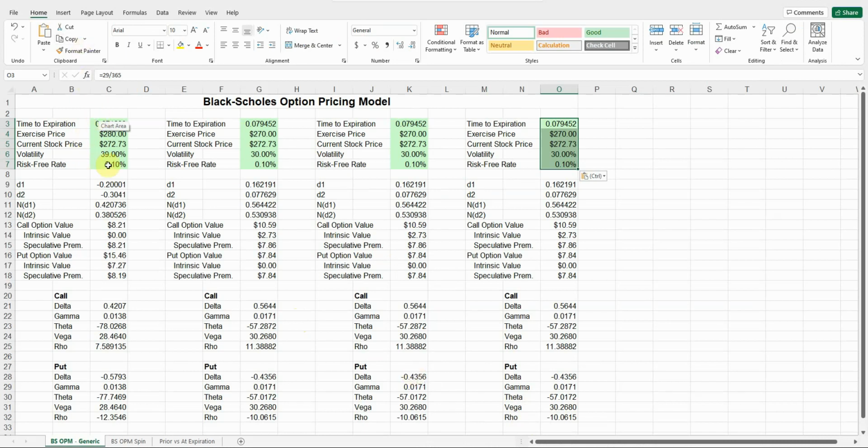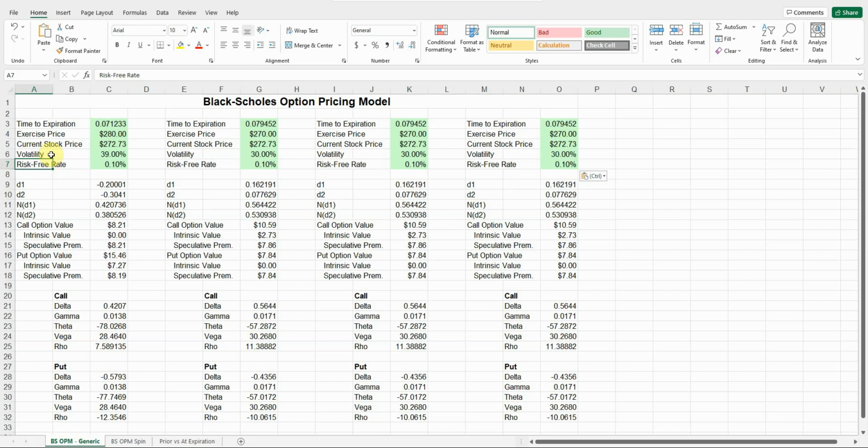And you can see there are 5 key inputs to the Black-Scholes option pricing model. There is the time to expiration, the exercise or strike price, the current stock price, the volatility of the underlying stock, and the risk-free rate. Those are the 5 key components to calculating the value of an option.